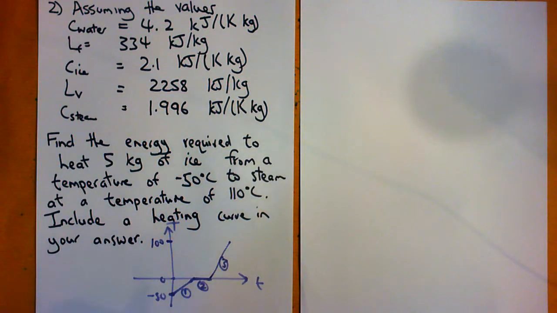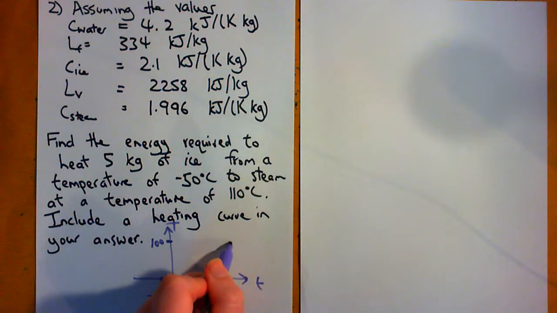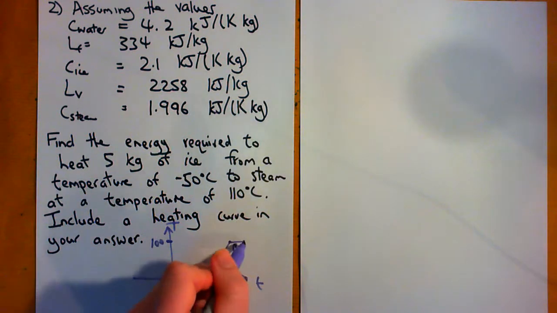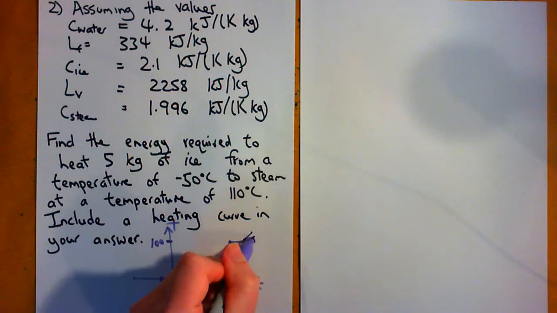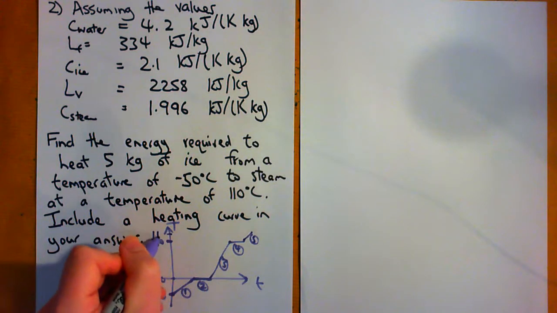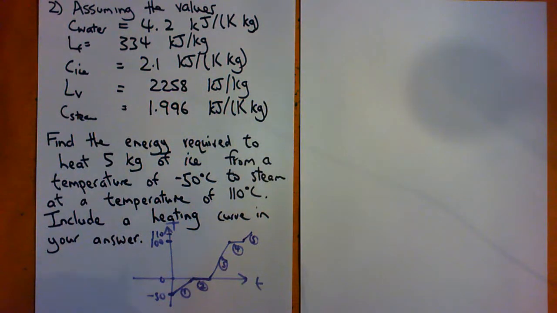Once it reaches 100 degrees, it's again going to undergo a phase change, this time from liquid into gas. So it's going to be converted into steam. As it does so, again, as it's a phase change, there is no change in temperature. And lastly, once it's all in the form of steam, that steam is going to increase in temperature up to 110 degrees. So there are 5 stages here.